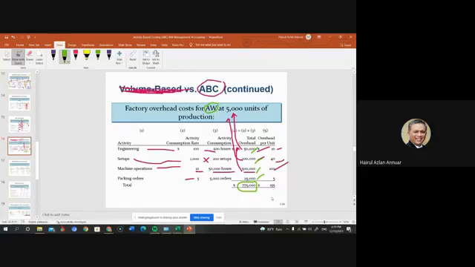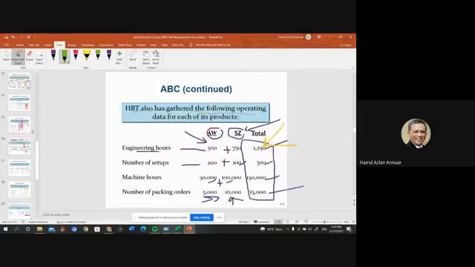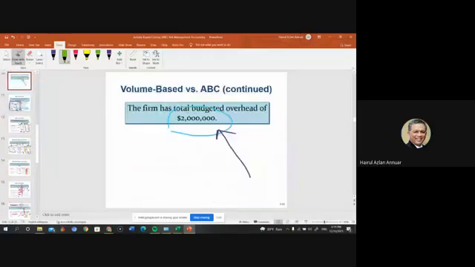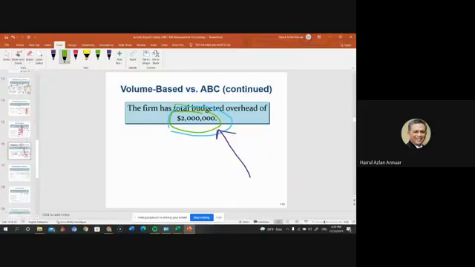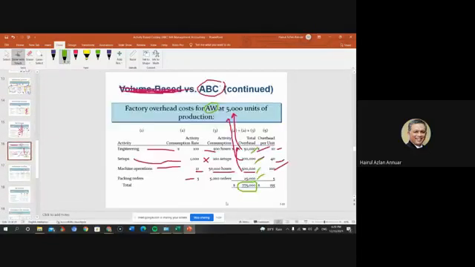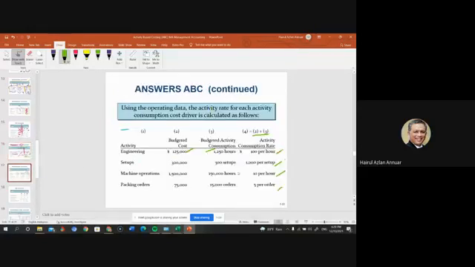How much was the overhead? 2 million, yeah? 2 million. So out of 2 million, 775,000 goes to Anywhere. Yeah, divide 5,000 units. So per unit is $155. Done with Anywhere. So now we go back to the rates.